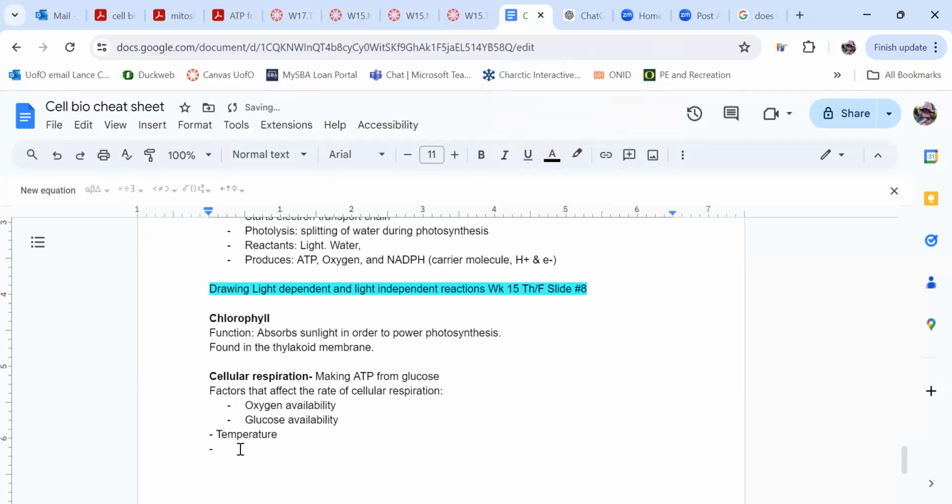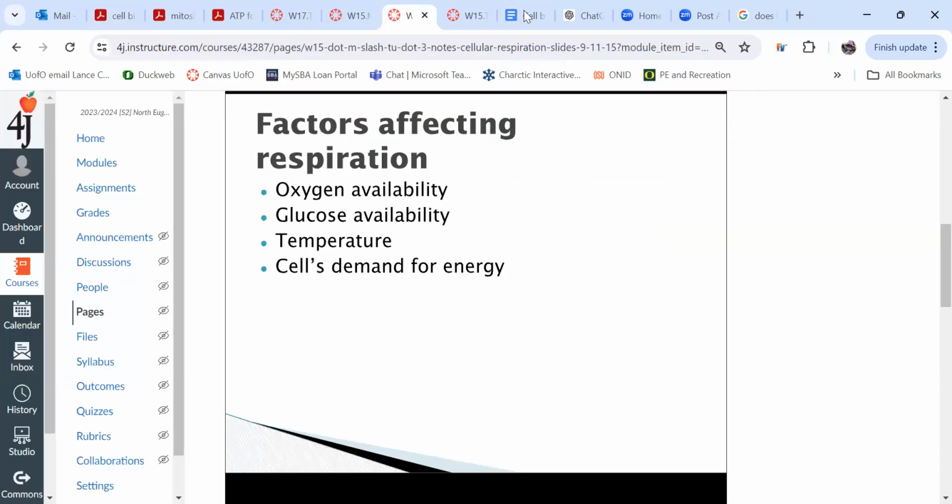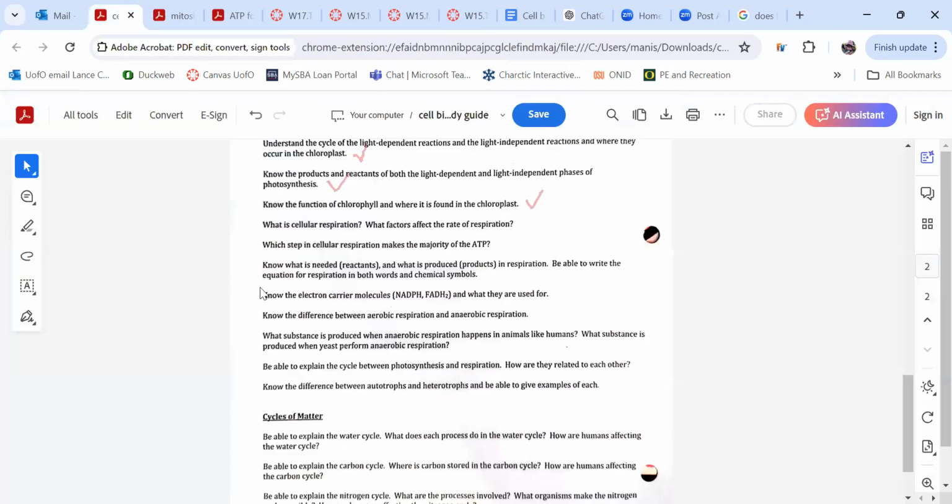And say cells' demand for energy. Right? Got that one. Cells' demand for energy. Yep, cool, that's all there. All right, let me fix that format. What's going on here? There we go. That will do. All right.